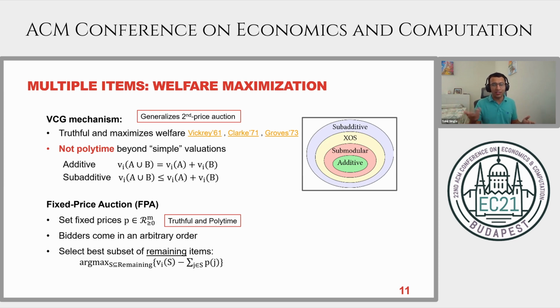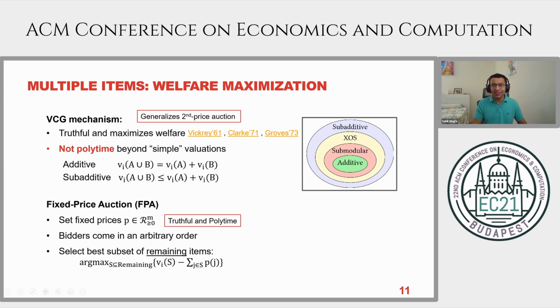This is a very natural auction, the one that happens a lot in practice at a grocery store. These bidders come in an arbitrary order. Among the remaining items, they just select the best set that maximizes their valuation minus the sum of the payments of these items. So this is a fixed price auction, a very simple auction, which is, first of all, polynomial time and it's truthful. It's polynomial time because it's just a single query that you need to run in this Oracle model.